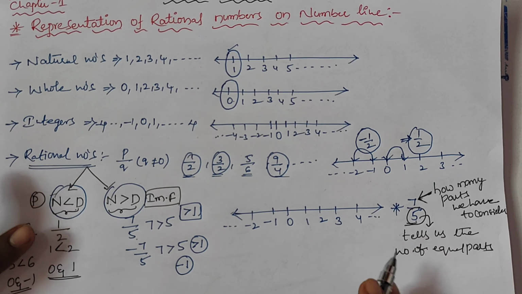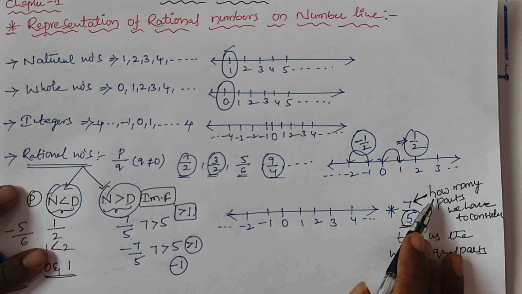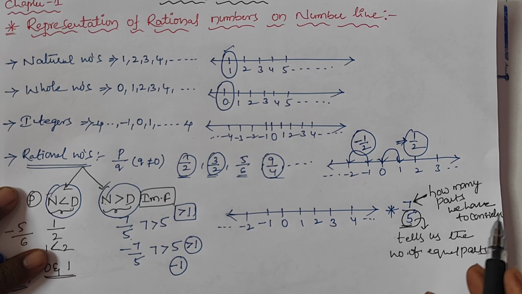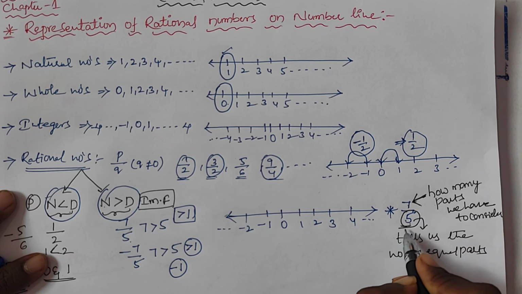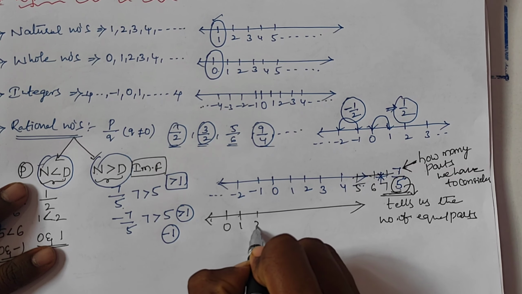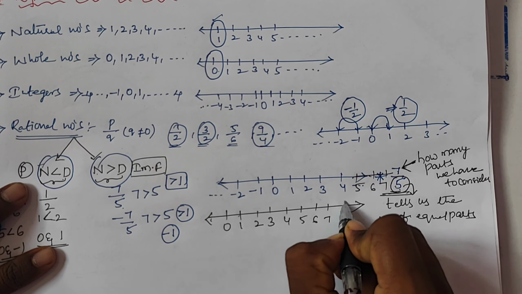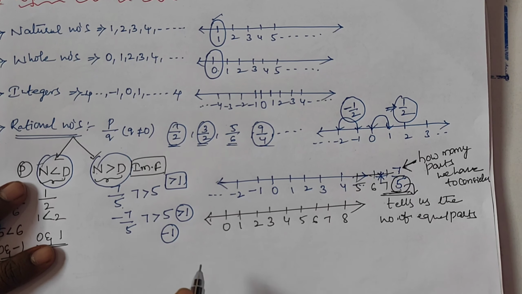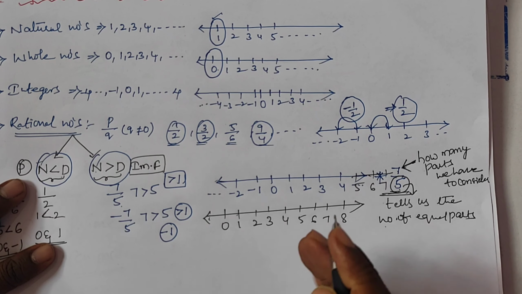Are you getting it? So what does the denominator say? It tells us the number of equal parts. The numerator says how many parts we have to consider, from 0, how many parts we need. Now observe here 7 by 5. First, with respect to the denominator, we choose 0, 1, 2, 3, 4, 5, 6, 7, 8. I have written it normally like this. The denominator tells us the number of equal parts, so we have to divide.